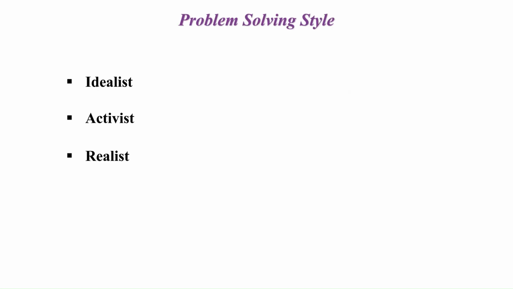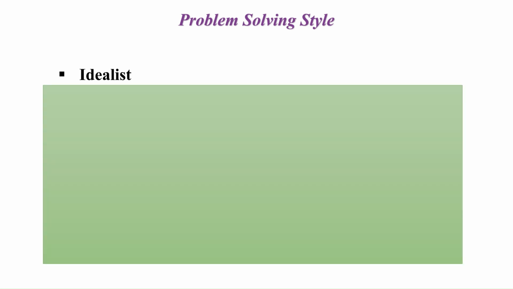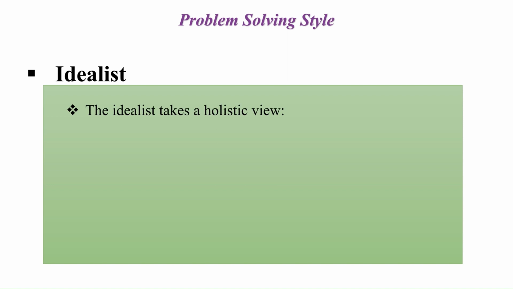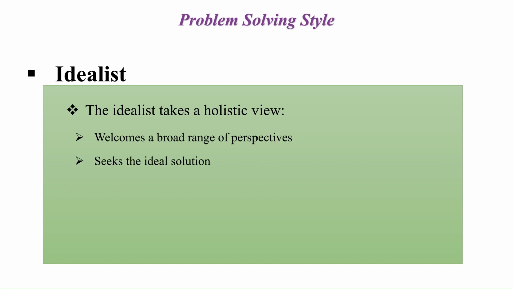Next is problem solving styles. There are 3 problem solving styles mentioned here: idealist, activist, realist. Let's see these 3 styles one by one. Idealist. The idealist takes a holistic view. They tend to focus on the big picture and seek innovative, forward-thinking solutions. They welcome a broad range of perspectives and seek the ideal solutions.